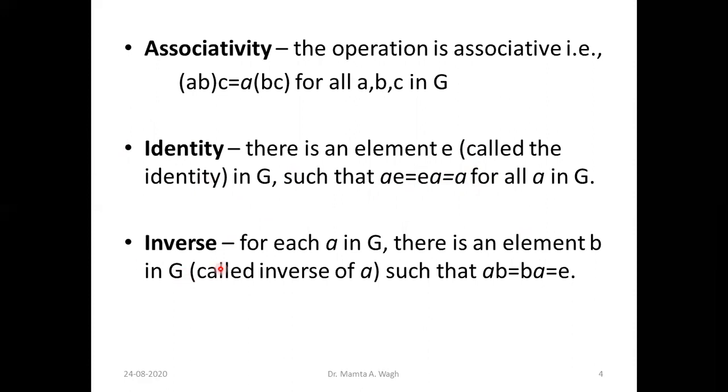Next is inverse. For each A in G, there is an element B in G, called the inverse of A, such that AB equals BA equals the identity. So for every element, you should have an inverse. If A is your element, then I should find another element B such that A times B is the same as B times A, which equals the identity. So these are the three properties, associativity, identity, and inverse, that we need to check on a set with a binary operation.